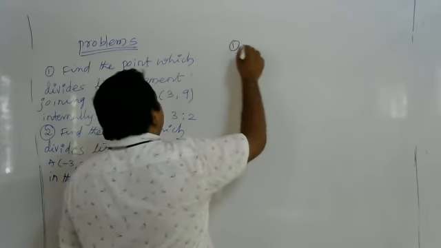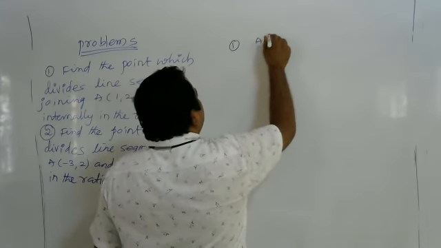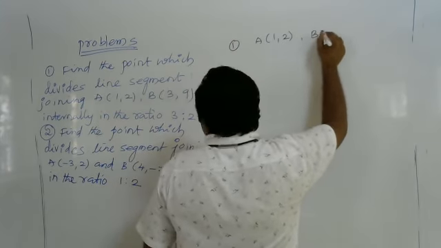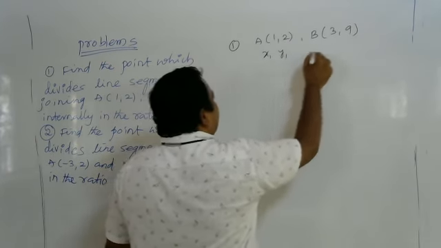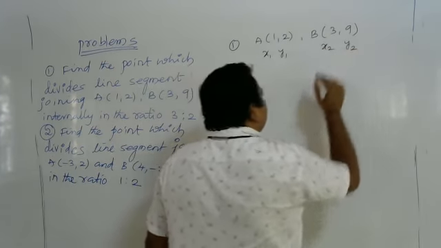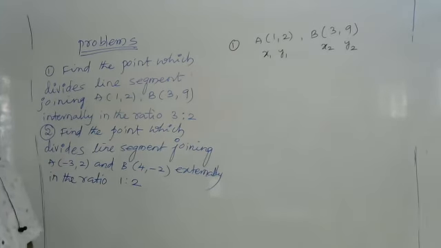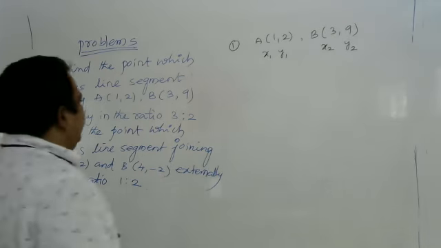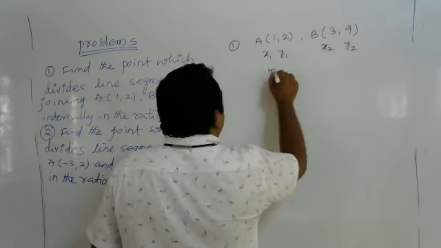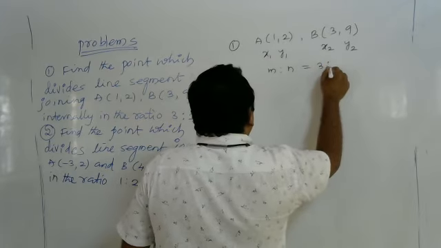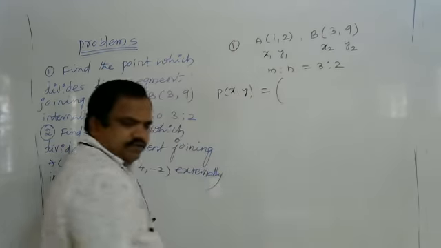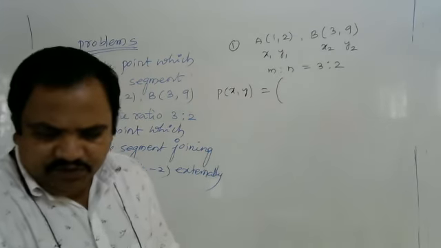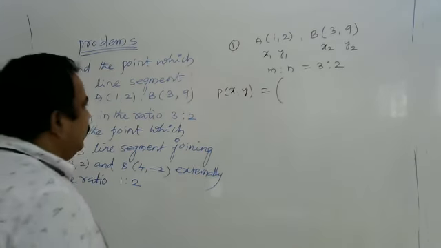First problem I am solving, you can see. So A is 1 comma 2. B is 3 comma 9. So this is x1 y1. This is x2 y2. So the ratio is given, m is to n, and m is to n is 3 is to 2. So the point should be internal division, x comma y. You can put the answer if you get. What is the point? 11 by 5, 31 by 5. Everyone got it? Okay, no problem.